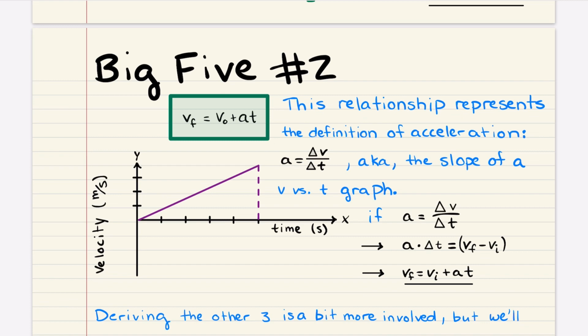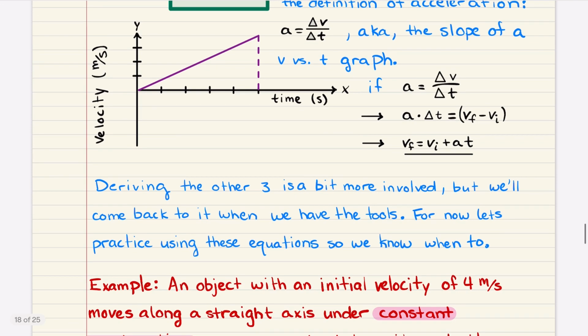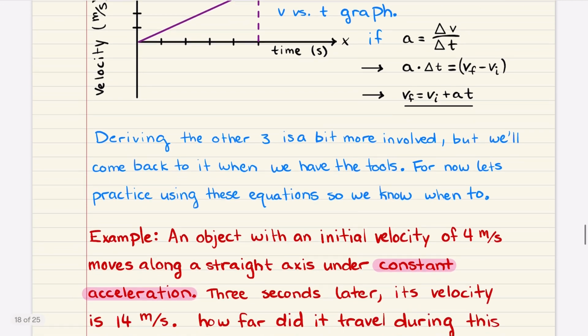And so you'll notice here that if we say that acceleration is equal to your change in velocity over change in time, and just rearrange that for final velocity, then you'll get big five number two. Pretty easy. So deriving the other three is a bit more involved and maybe for a longer lecture, but we'll come back to it if we have time and when we have the tools for doing that. For now, let's practice using these equations so we know when to use them.